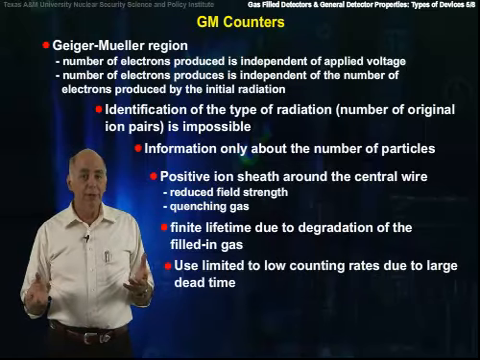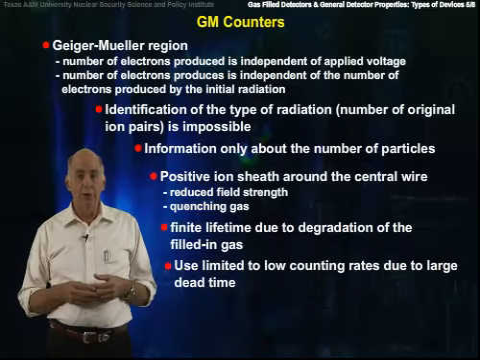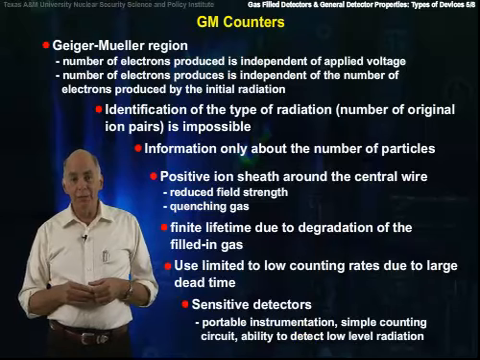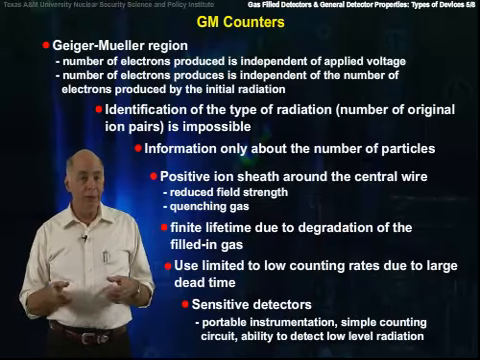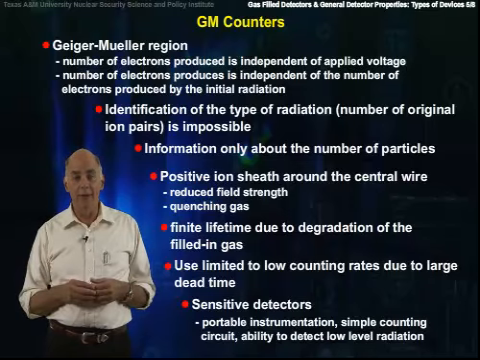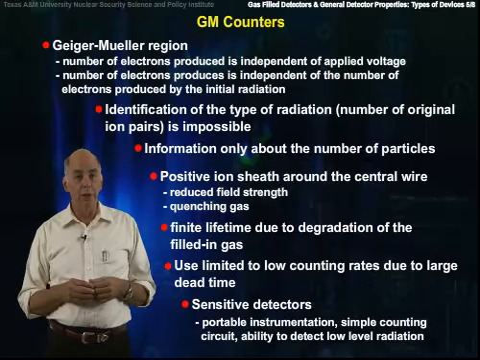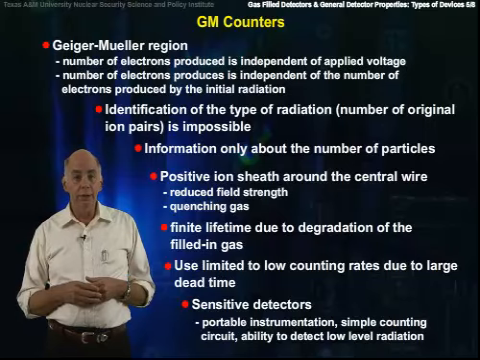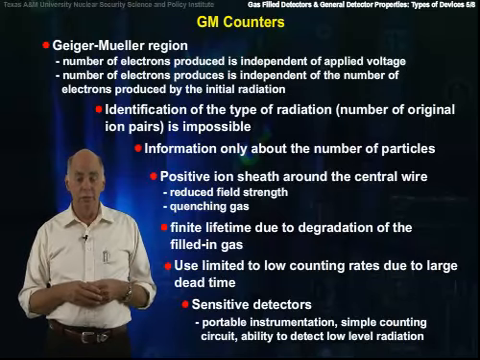GM counters are limited to low count rates due to the large dead time for each count. Again, we'll talk about this in a minute. Despite these limitations, GMs are widely used to look for contamination or to guard against the release of radioactive material because they are sensitive, portable, they have simple counting circuits, and the ability to detect very low levels of radiation.